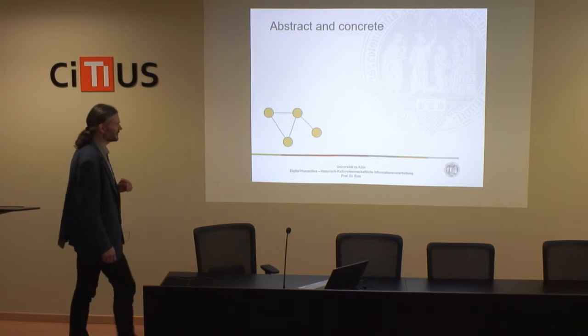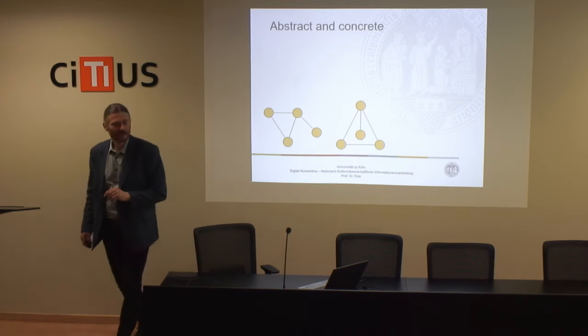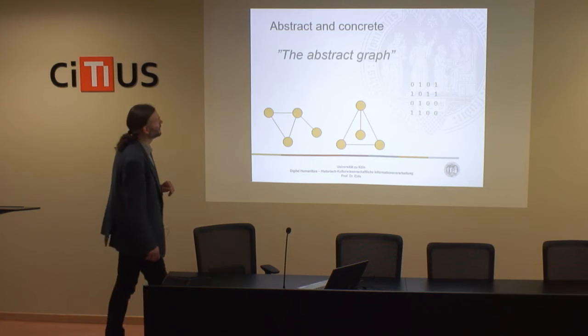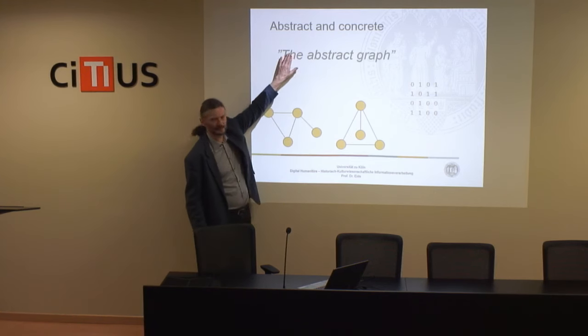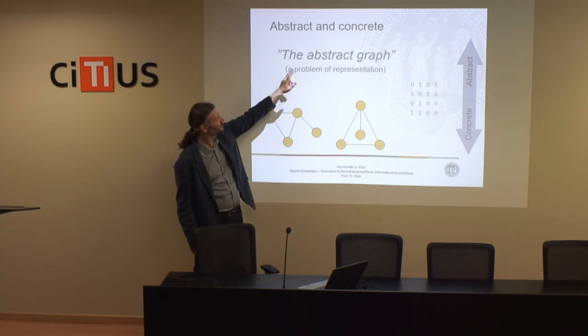You see the same in graph theory. Of course, this is the same graph. And this is the same graph. And then you have something you can call the abstract graph. And it's a problem showing it because it's abstract, right? So we have a visualization problem representing these things.